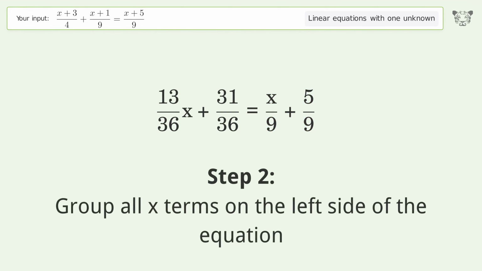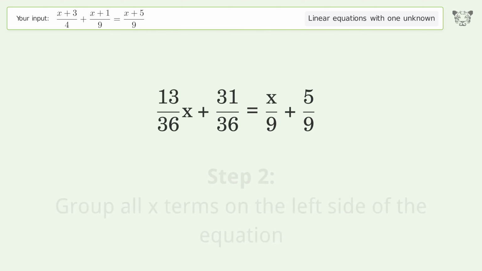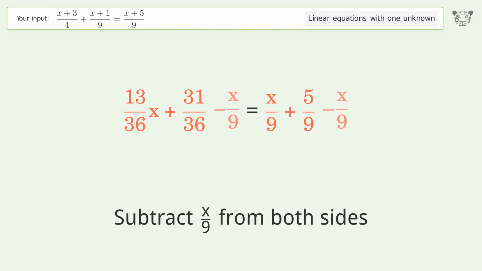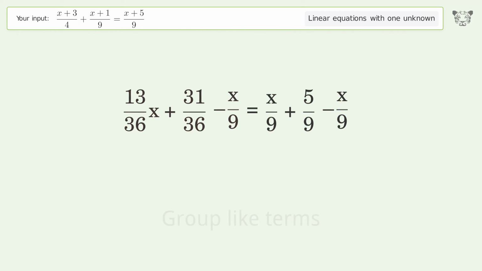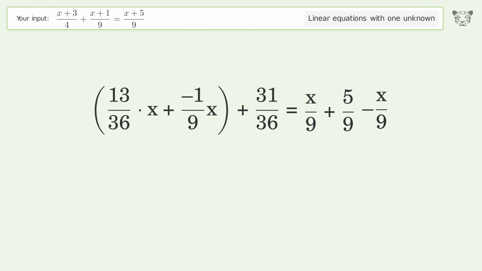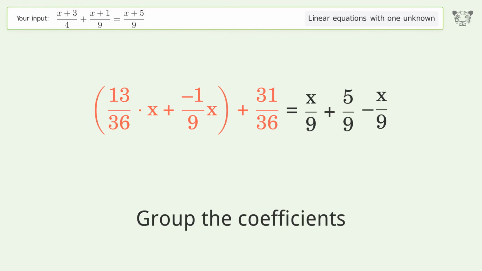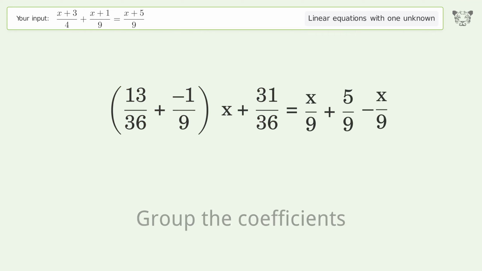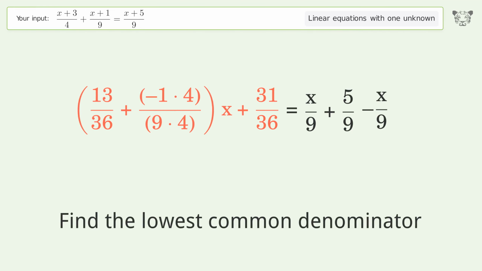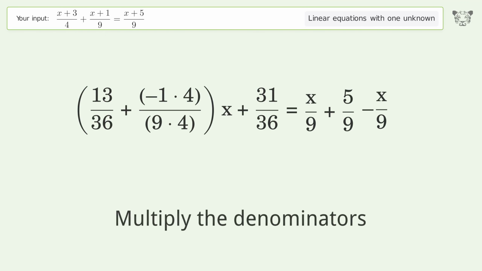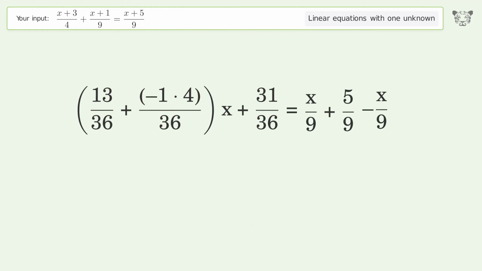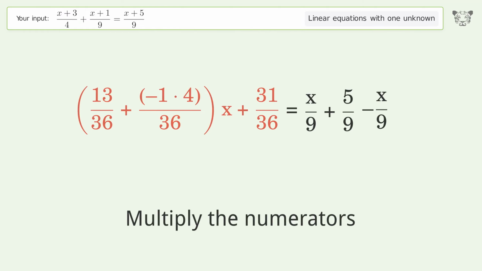Group all x terms on the left side of the equation. Subtract 10/9 from both sides. Group like terms. Group the coefficients. Find the lowest common denominator. Multiply the denominators. Multiply the numerators.